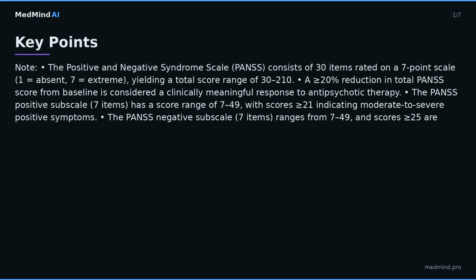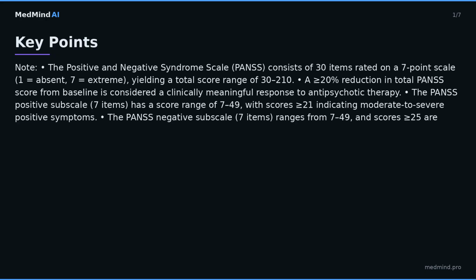to antipsychotic therapy. The PANSS Positive Subscale, 7 items, has a score range of 7 to 49, with scores greater than or equal to 21 indicating moderate to severe positive symptoms. The PANSS Negative Subscale, 7 items, ranges from 7 to 49, and scores greater than or equal to 25 are associated with significant functional impairment.